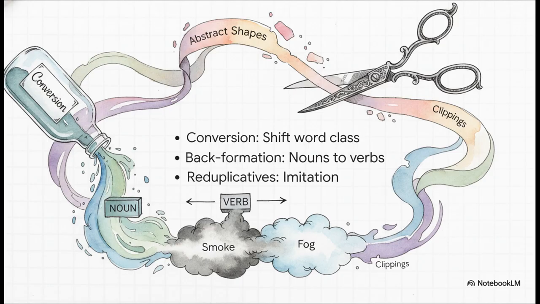We also have back formation. That's where we mistakenly assume a noun came from a verb, and we end up creating a brand new verb retroactively, like turning house hunter into house hunt. Shifting to the more playful modes, we find reduplicatives like teeny-weeny, clippings like demo, and blends where two words are quite literally fused together, turning smoke and fog into smog, or electricity and execute into electrocute.